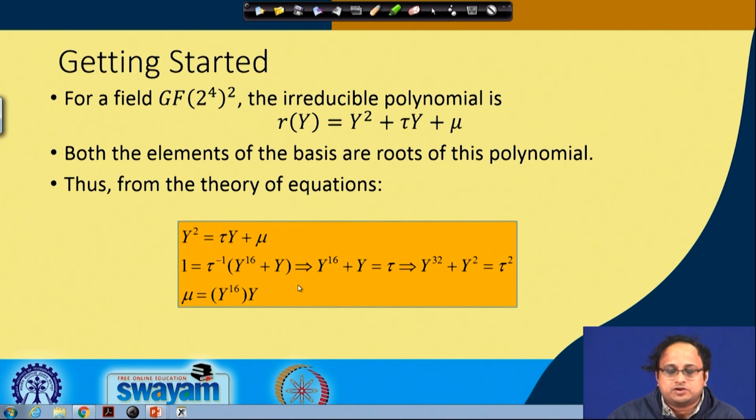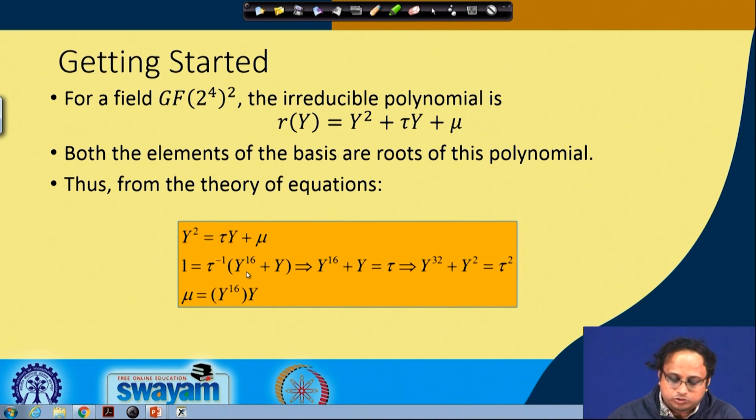So I will represent an element in this field now, unlike your polynomial representation, which was ax plus b. Now we will write it as a y to the power of 16 plus b y, because y to the power of 16 comma y is my basis. That will be my representation in the composite field. Note that y power of 16 and y are both roots of this irreducible polynomial.